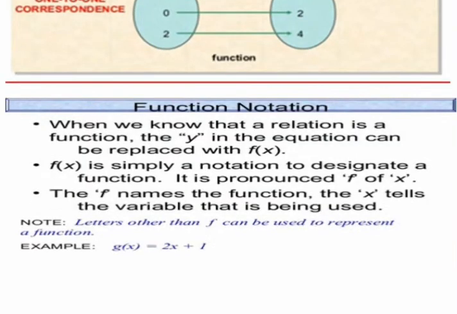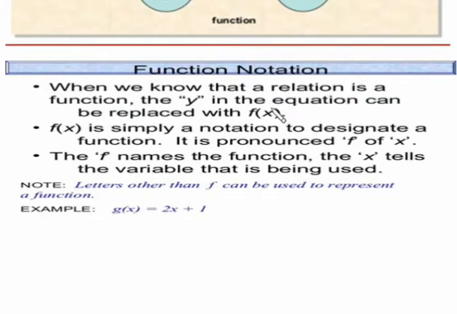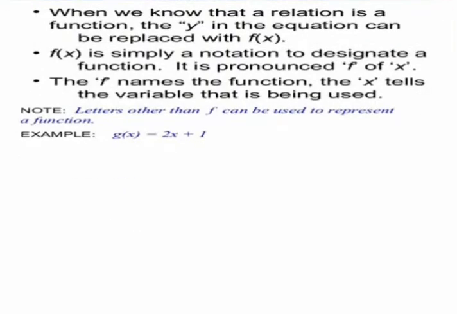What is its notation? Function notation: when we know the relation is a function, then we say that y in the equation can be replaced with f(x). Why? Because the value of y depends on the value of x. That's why we say that y is a function of x, meaning y is equal to f(x). By this way, here we see the examples. g(x) is equal to 2x plus 1 means what? g, the function g of x, is 2x plus 1. We can denote it f, g, p, u, anything. This is not compulsory.